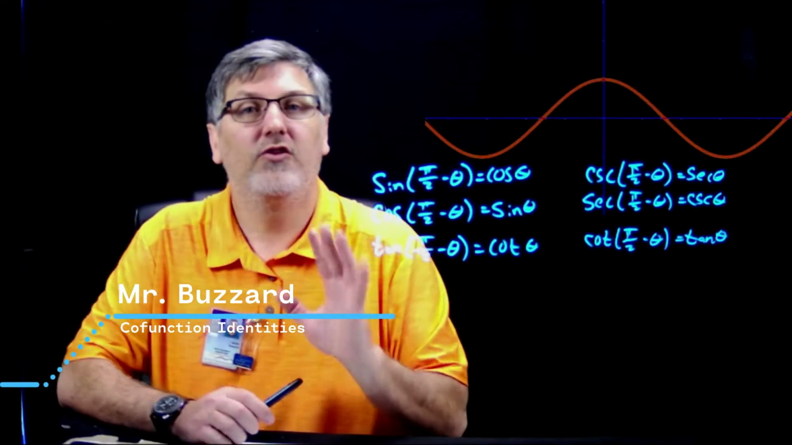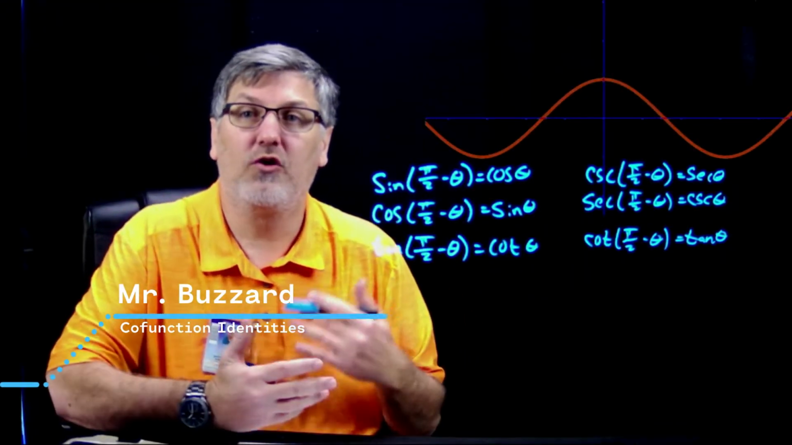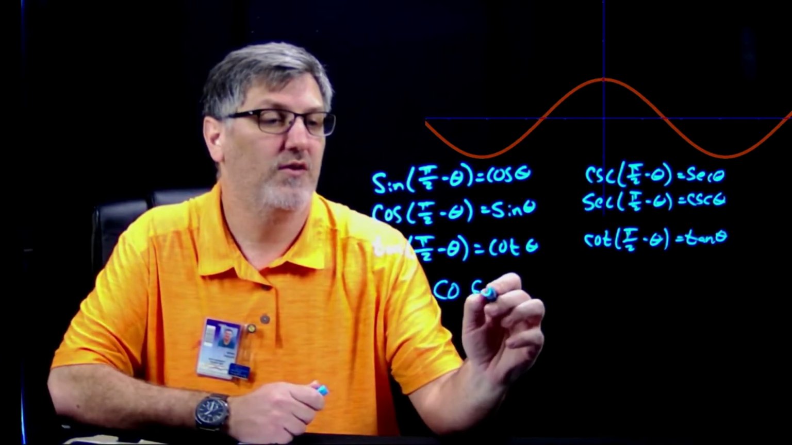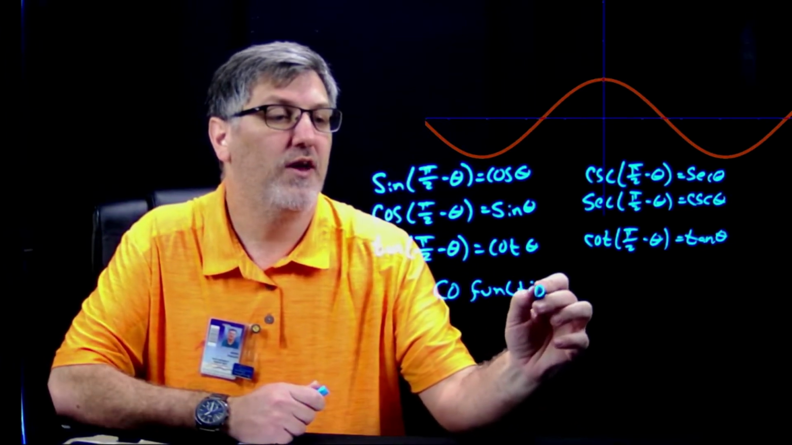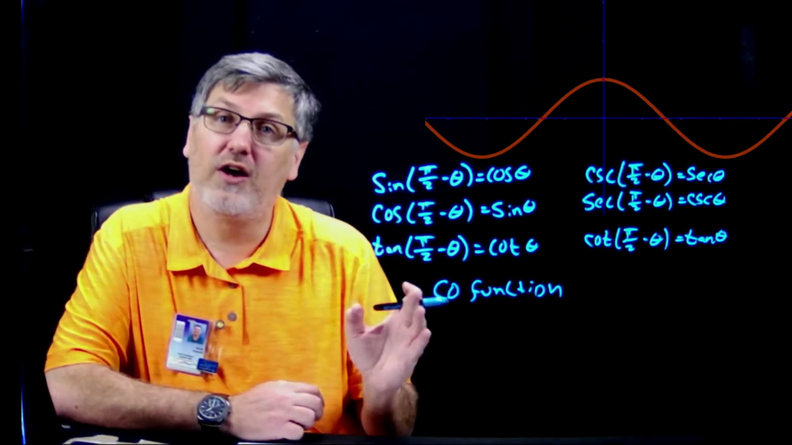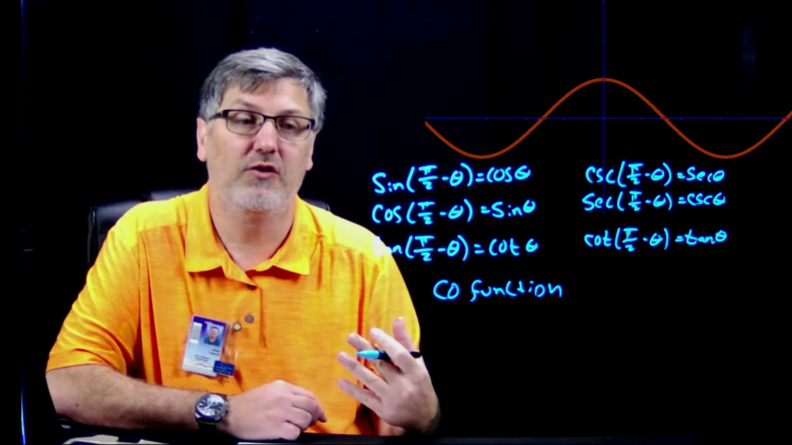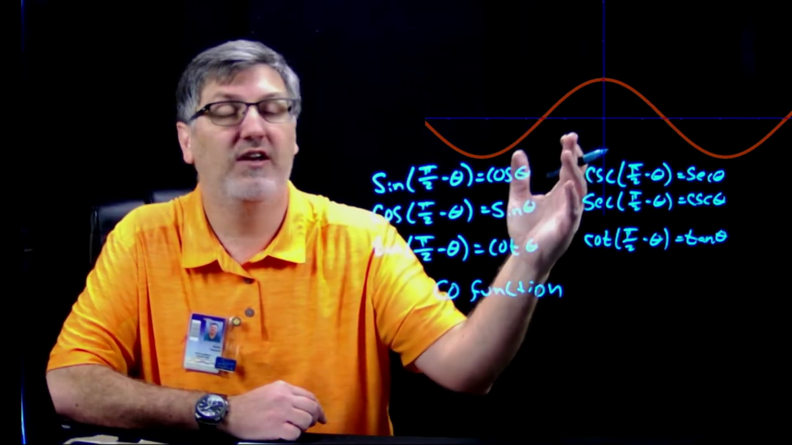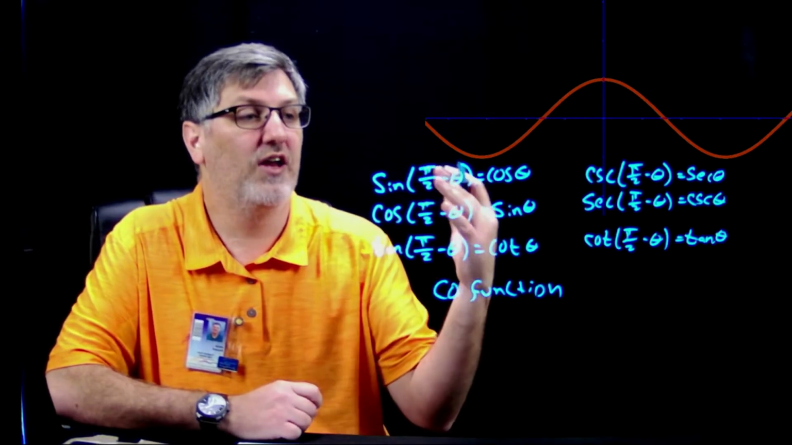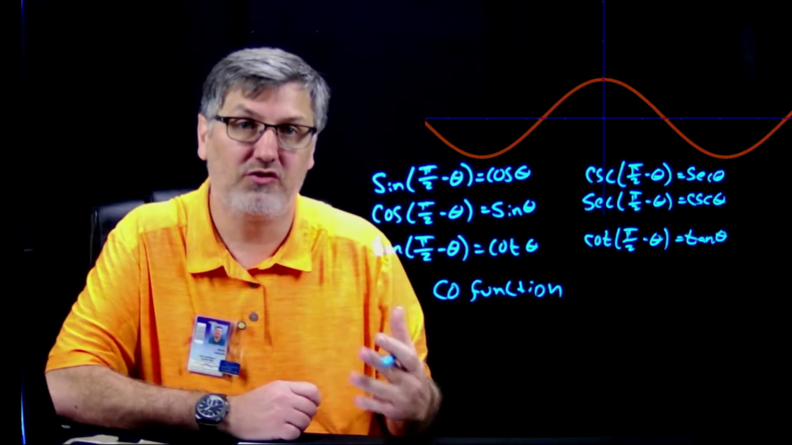All right, so the next identity I want to talk about is what's called the cofunction identity. So these are cofunctions. Now we have things like sine and then cosine. Sine and cosine are going to be cofunctions of each other. We have cosecant and secant. They are cofunctions of each other. And tangent and cotangent are cofunctions of each other.